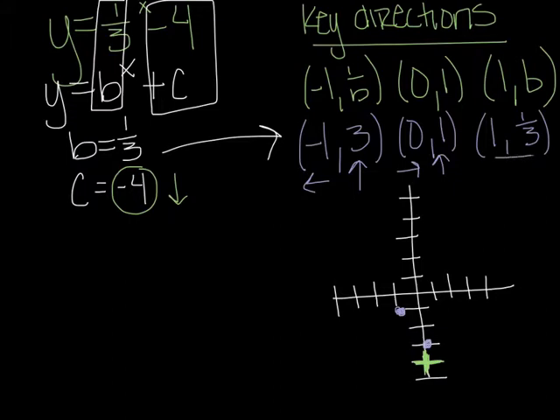Finally, my last key direction tells me to travel to the right 1 and up 1/3. So from my new crosshairs, to the right 1 and up 1/3. Then we can connect those, whoops, I missed, to be the new curve. Let's try a little harder there.